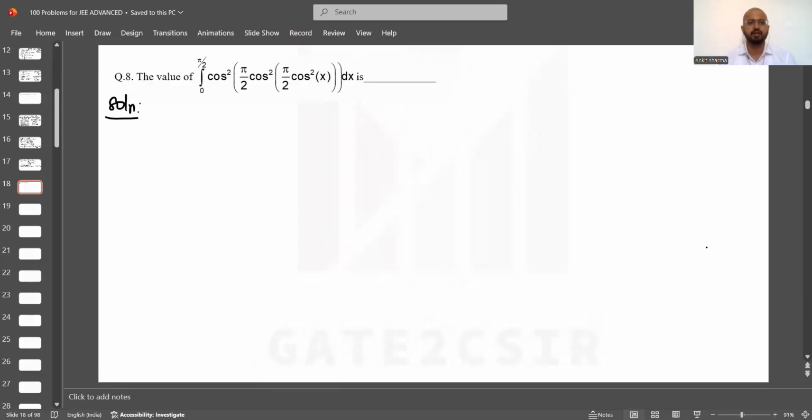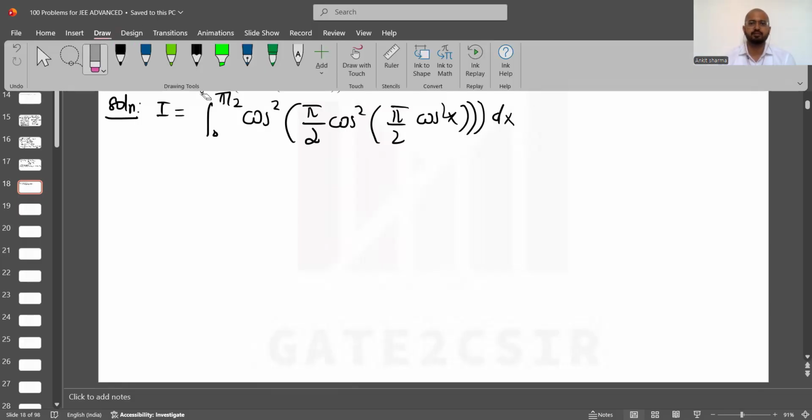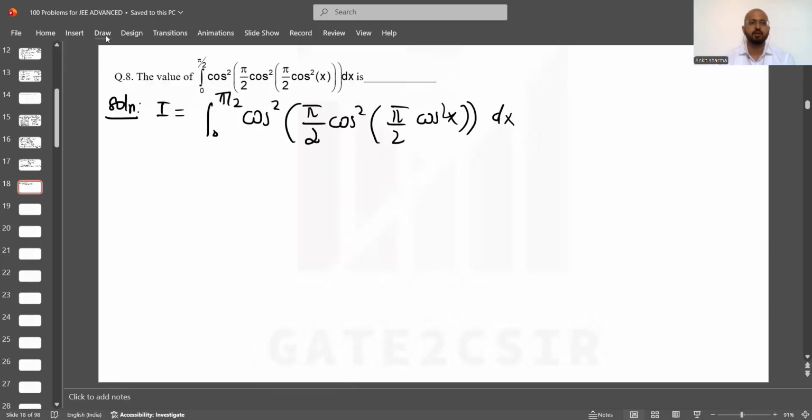Okay, we have here an integral from 0 to pi by 2 of cos square of pi by 2 times cos square of pi by 2 times cos square of x. So of course, I'll consider this as 0 to pi by 2, then this would be cos square of pi by 2 times cos square of pi by 2 times cos square of x. There are two brackets only. So now, by looking at this, the only thing that strikes us is the King property. So I'll be using the King property.